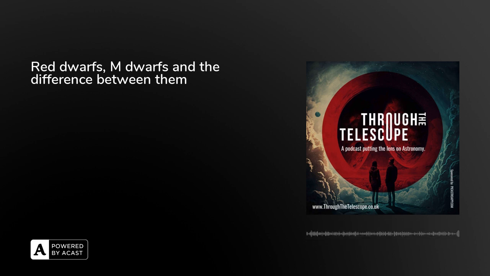Right, and that's why hot Jupiters, which is a term that probably a lot of people have heard, are quite famous, because they are Jupiter-like planets in that they're big gas giants. And they're hot, so they're close to the star. So they're easy to spot.